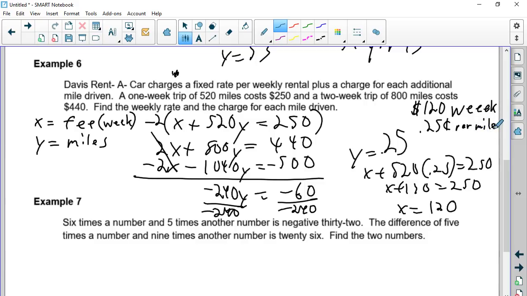So it might throw you off thinking 25 cents seems small, but remember that's per mile. So that does make sense. 25 cents times 800 miles plus $240. Or 520 times 25 cents plus 120 gives you 250. It works out. And last but not least, last problem.